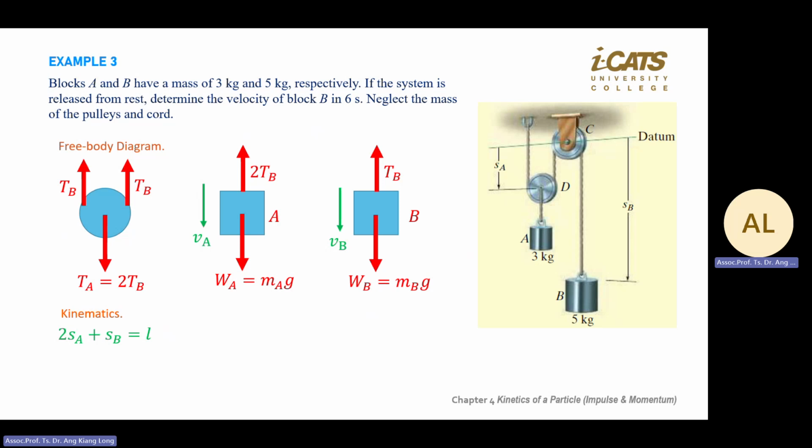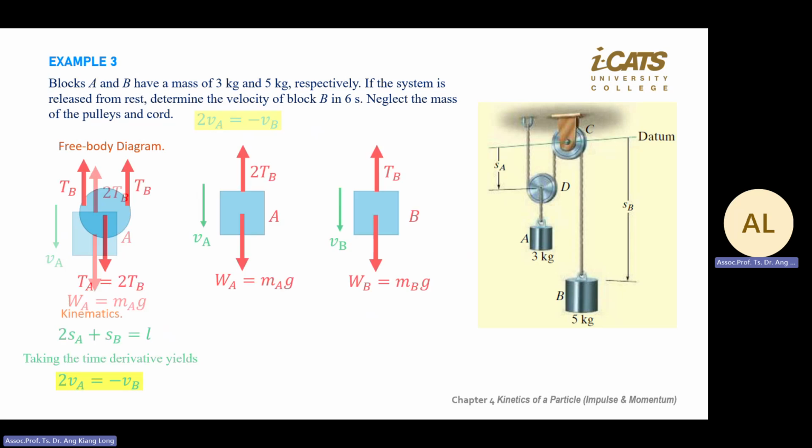Okay, then you go for the pulley equation, you find the total length. Total length, SB equal to 2SA. So L equal to 2SA plus SB. You do differentiation, you get 2VA equal to minus VB, or VB equal to minus 2VA. See, it's the same. Yeah? Right.